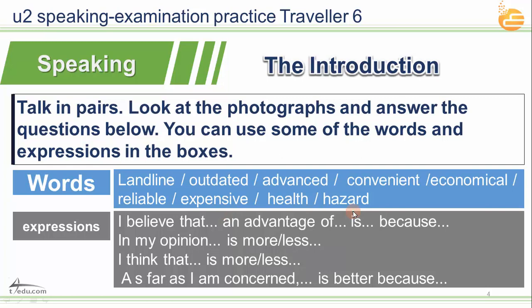You can start your sentences using expressions like, for example, "I believe that an advantage of this is because of 1, 2, 3." "In my opinion, it's more or less always because..." You need to support your opinion with examples. "As far as I'm concerned, I think it's better because 1, 2, 3." So always try to say "because" and always try to give examples to support your opinion, so you can defend it, and your listeners will listen to you and you may convince them in the end.